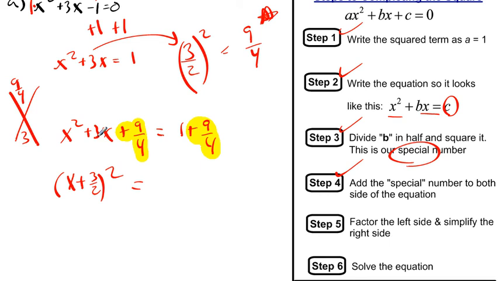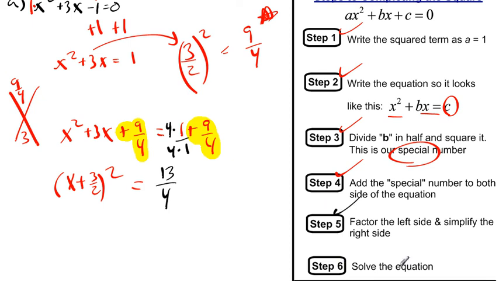Now we have to simplify 1 plus 9/4. Just remember, when we add two numbers, one of them being a fraction, we have to get a common denominator. The common denominator of 1 and 4 is 4. So I'm going to multiply the 1 top and bottom by 4. Now they both have a common denominator, so it's over 4, and 9 plus 4 is 13/4. So that's step 5.